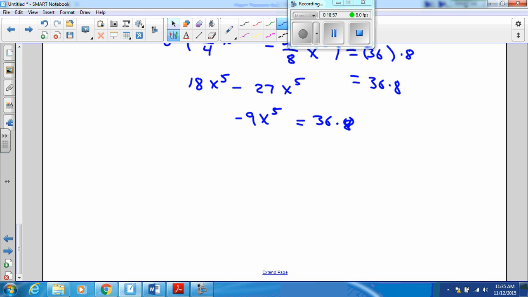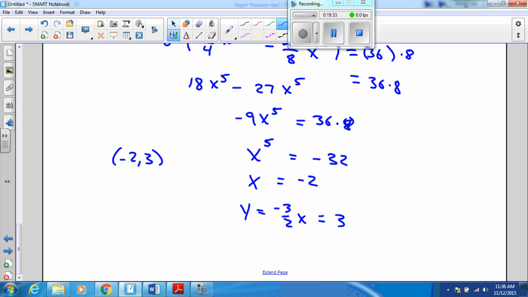And hey, I can solve this equation pretty easily by dividing both sides by negative 9. And when I do, don't reach for that calculator. What is 36 divided by negative 9? Negative 4 times 8 is negative 32. And therefore, x is equal to negative 2. And if x is equal to negative 2, keep in mind that y was negative 3 halves x to begin with, right? So therefore, y is equal to positive 3. And we have located a point of horizontal tangency at the point negative 2, 3.